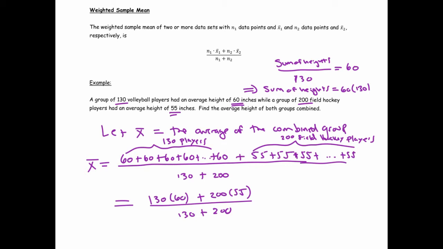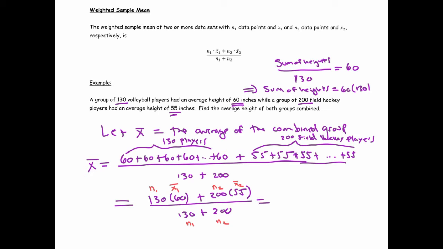This says the weighted sample mean of 2 or more data sets with n1 data points. So this is our n1, and a mean for that group of x1 bar. The 200 is the number of data points in the second group, and that's the second group's average. Of course, that's n1 and that's n2. So that's all the formula is saying. The idea is you want to multiply the average times the number of values there are, do that with both groups, add them, and divide by the total number of data points.